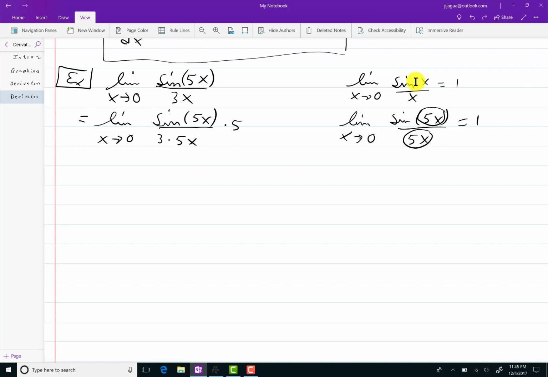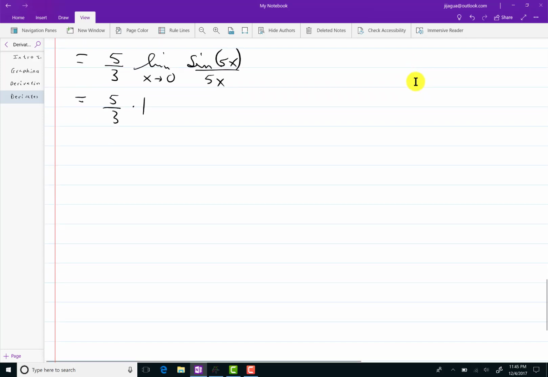But what's more important is that the 3 in the denominator and the 5 in the numerator will come out front because they'll be unaffected by the limit. And then I have the limit as x goes to 0 of sine of 5x over 5x. That's exactly what I need to have. So this is 5/3 times 1, which equals 5/3.